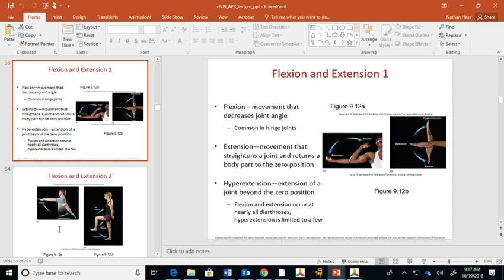Okay? Of my knee, what's flexion? Bending backward, heel toward buttock. That's flexion. Extension is straightening. I hear you. That's why I'm saying don't get too caught up in the definitions. Extension is straight. Flexion is bent.